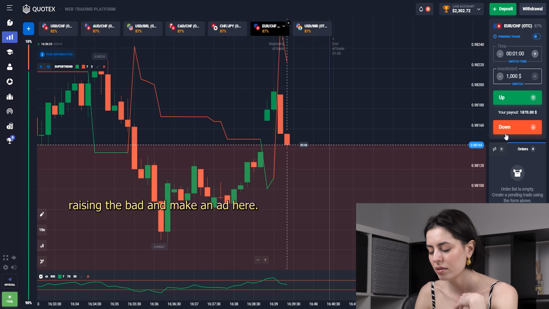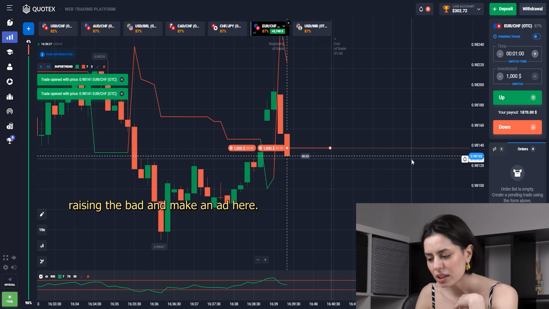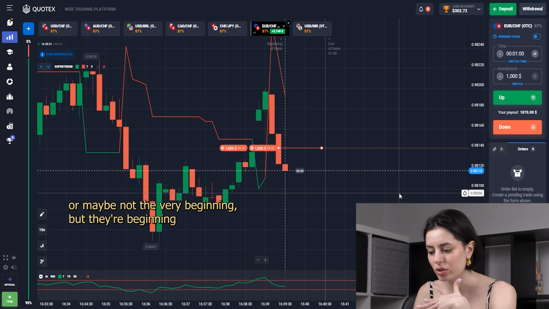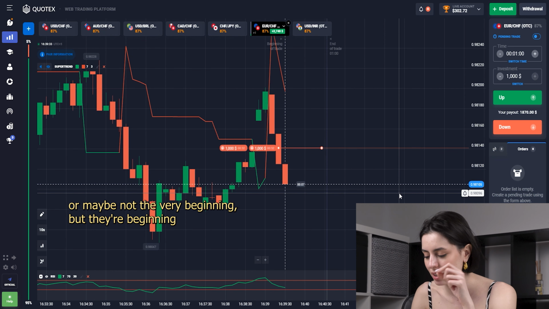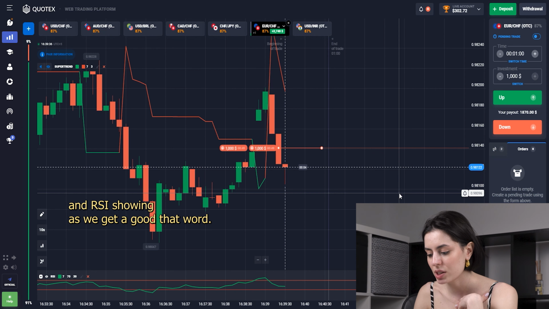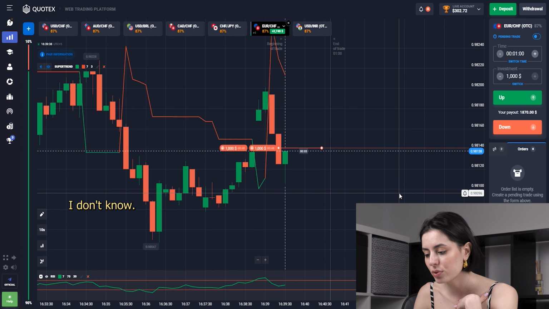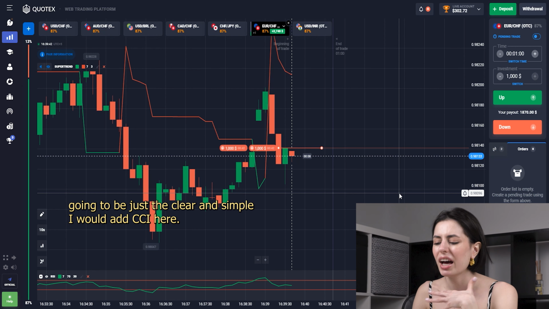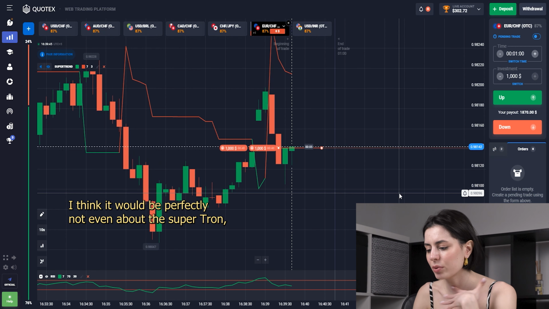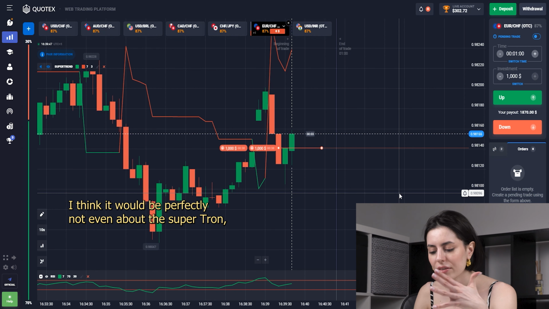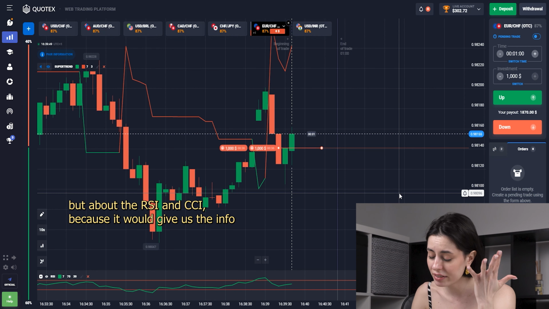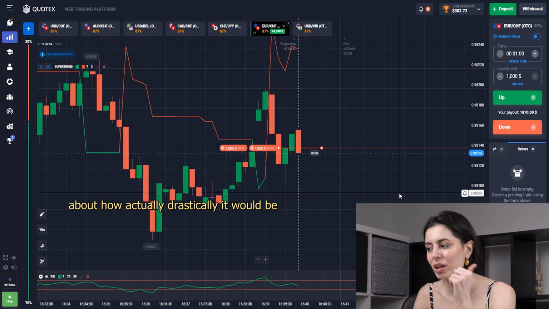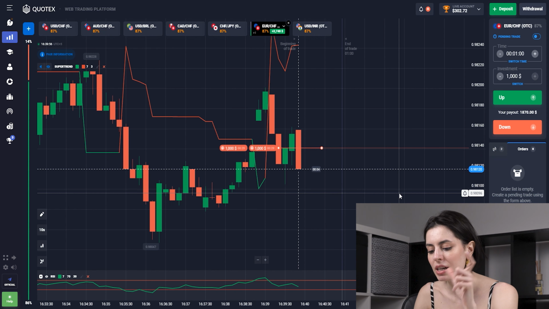Raising the bet and making it. Here, I do expect this is just the beginning of the trend, or maybe not the very beginning, but the beginning. And RSI is showing us we're going to get downward. I don't think it's going to be clear and smooth. I would add CCI here. I think it would work perfectly. Not even about the super trend, but about the RSI and CCI, because it would give us the info about how drastic it would be.